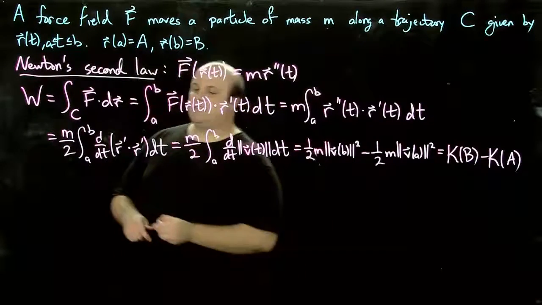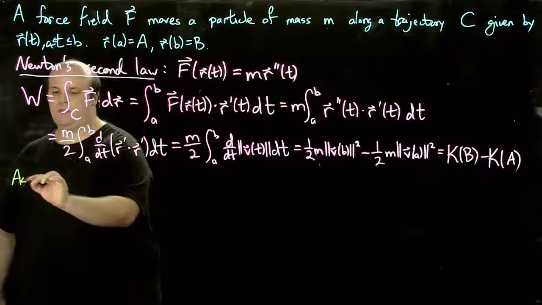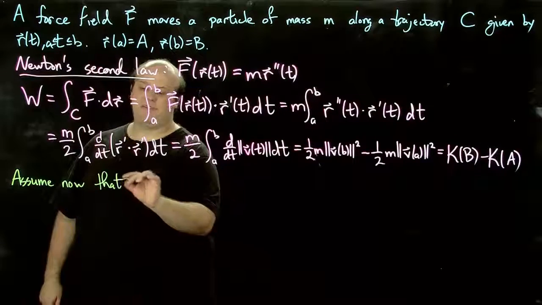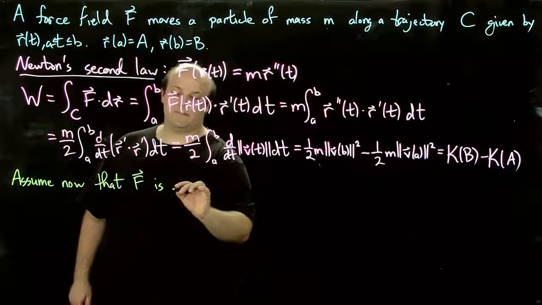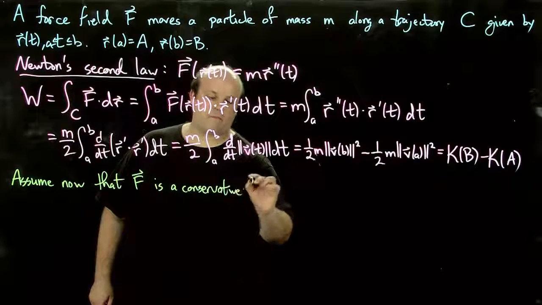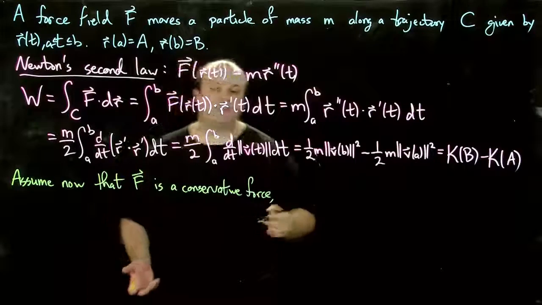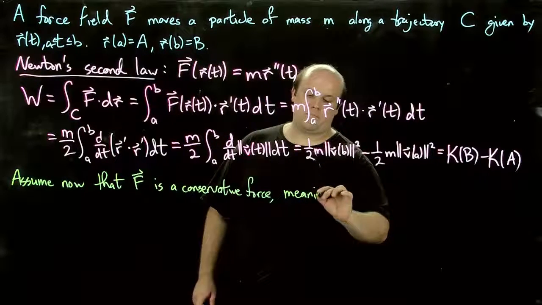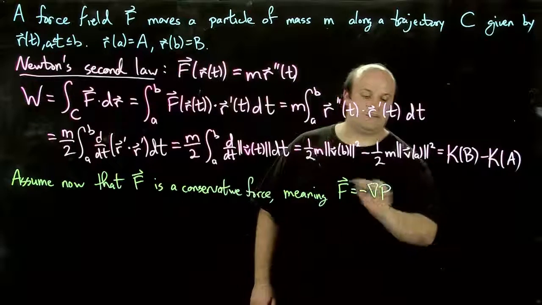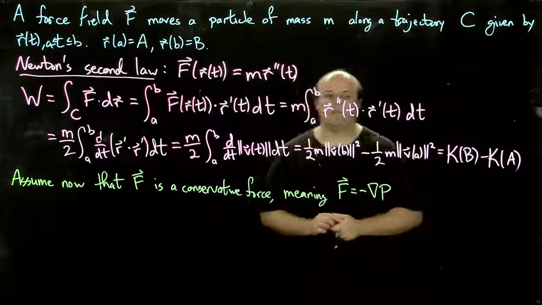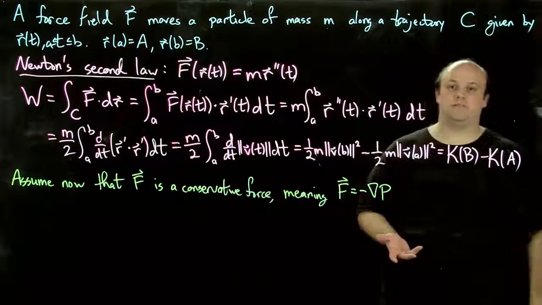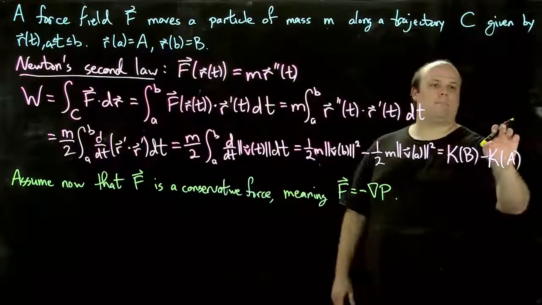So that's an interesting concept. But now, what if we assume now that F is a conservative force? Meaning that F is the negative gradient of some potential function, right? Now the potential function here is a potential energy function, okay? All right.